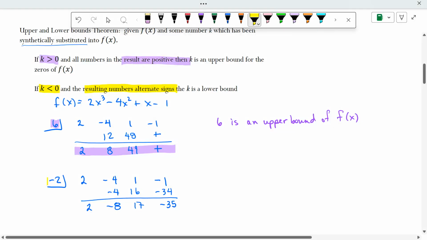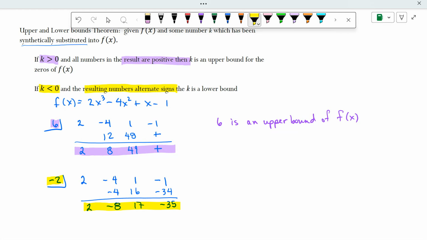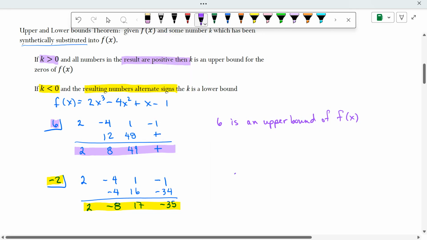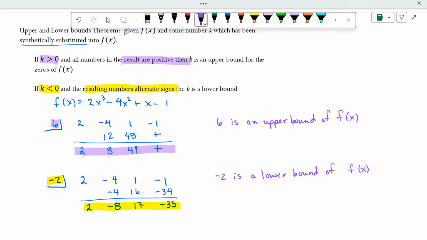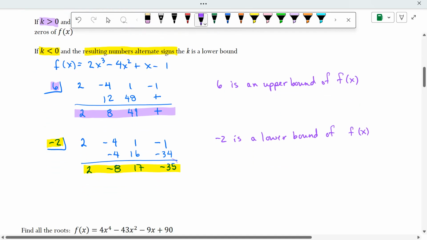So what I see here is that I am testing a negative number, and the results alternate signs. Since they alternate signs, I now know negative 2 is a lower bound of f of x. So then I would not have to test any values less than negative 2. This also tells me, using the remainder theorem, I know f of negative 2 is negative 35. So I also know that function value.